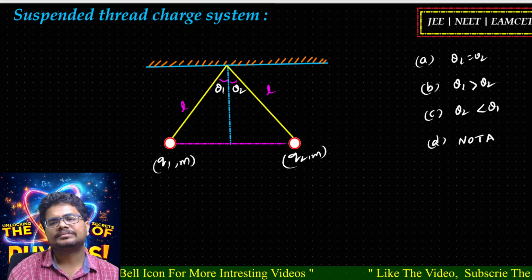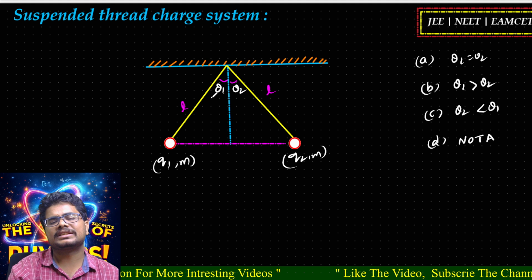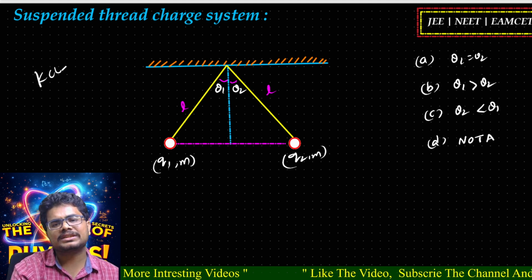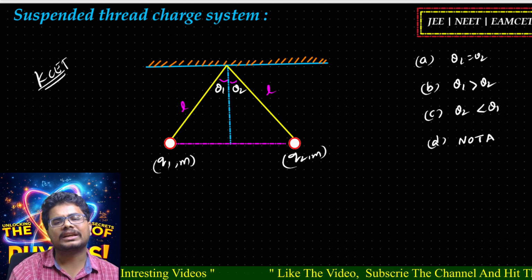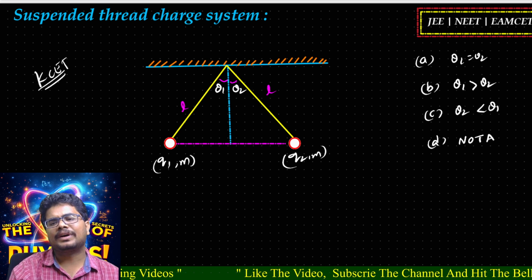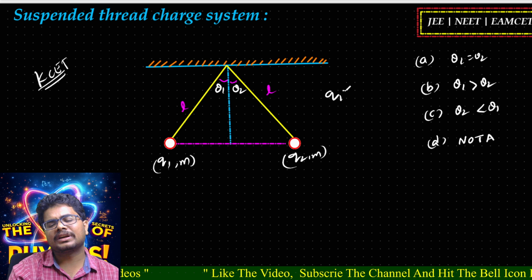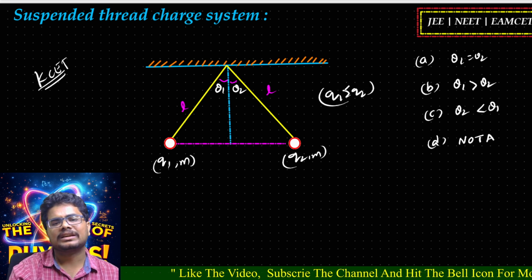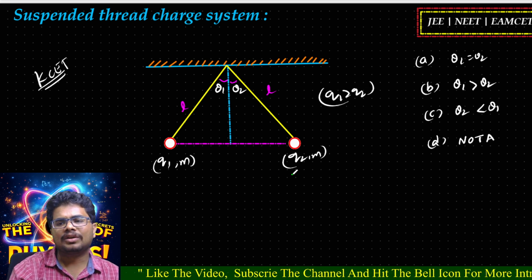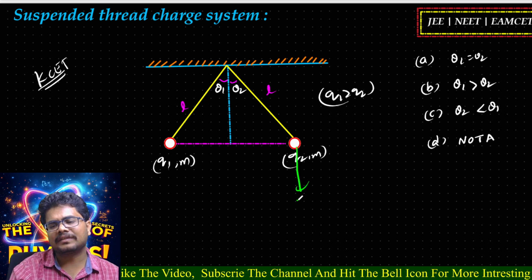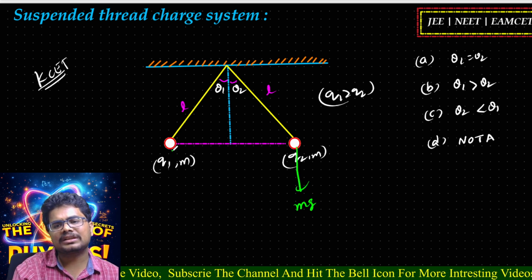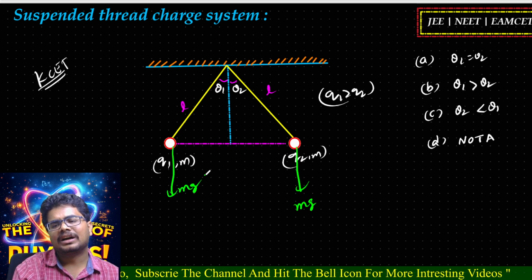Okay. Fine. Next, suspended thread charge system. This kind of problem was asked in KCET once, the Karnataka entrance. So check it properly. What they mentioned in the question is, if Q1 is greater than Q2, what will happen? Let me try to solve. Downward, what will act? Mass M is given, so Mg will act. Here also downward Mg.